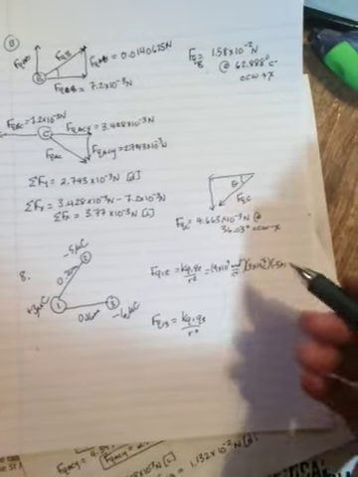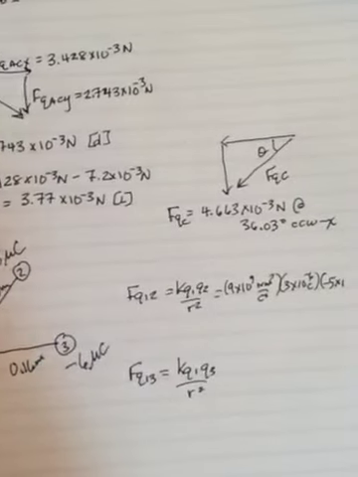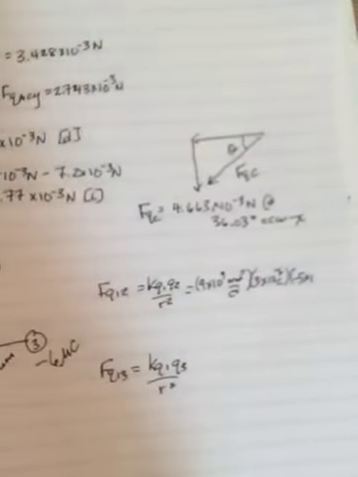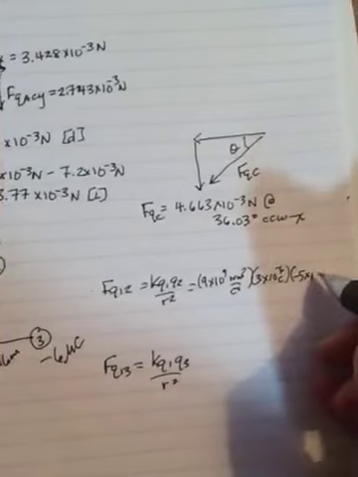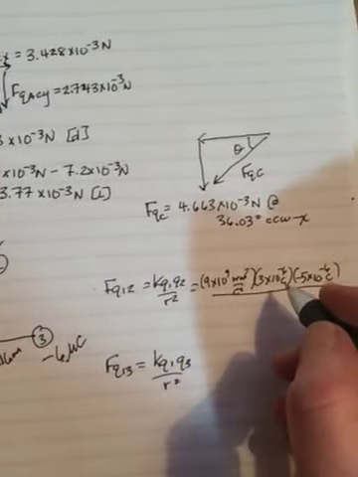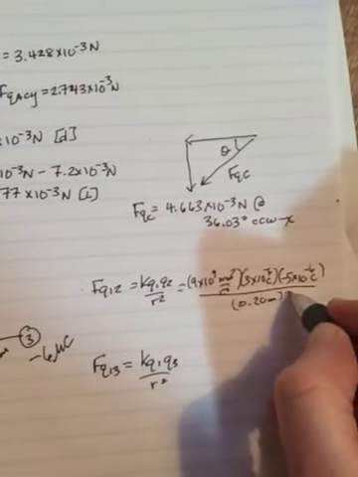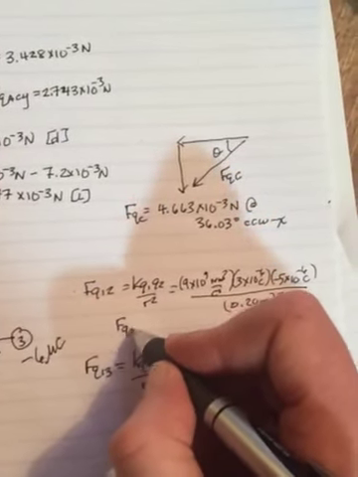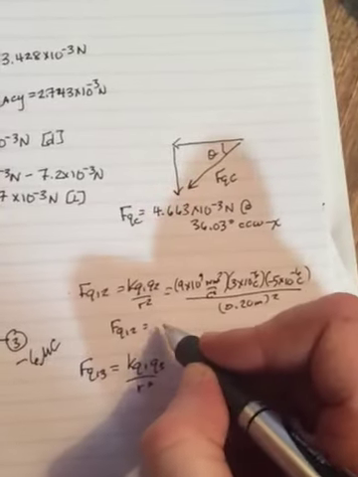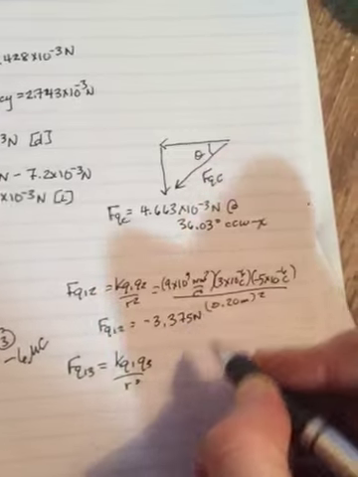Okay, so when we ended the last video, we were just finding FQ12. It's going to be 5 times 10 to the negative 6 coulombs. The distance between them was 0.2 meters, and that gets squared. And so you get an FQ12 of, it works out to be negative, which just means attracting, 3.375 newtons.